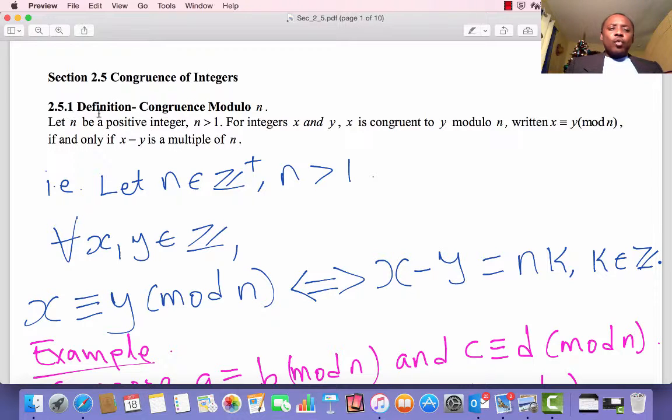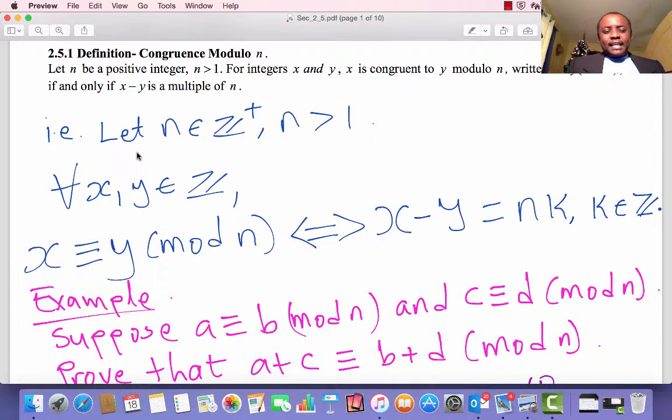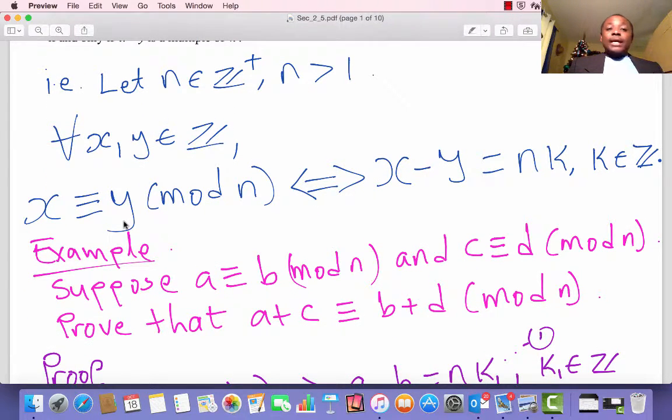Subsection 2.5.1, Definition. Congruence modulo n. Let n be a positive integer, n greater than 1. For integers x and y, x is congruent to y modulo n if and only if x minus y is a multiple of n. That is, if n is a positive integer greater than 1, then for every x, y in Z, x is congruent to y mod n if and only if x minus y equals n times k, where k is an integer.